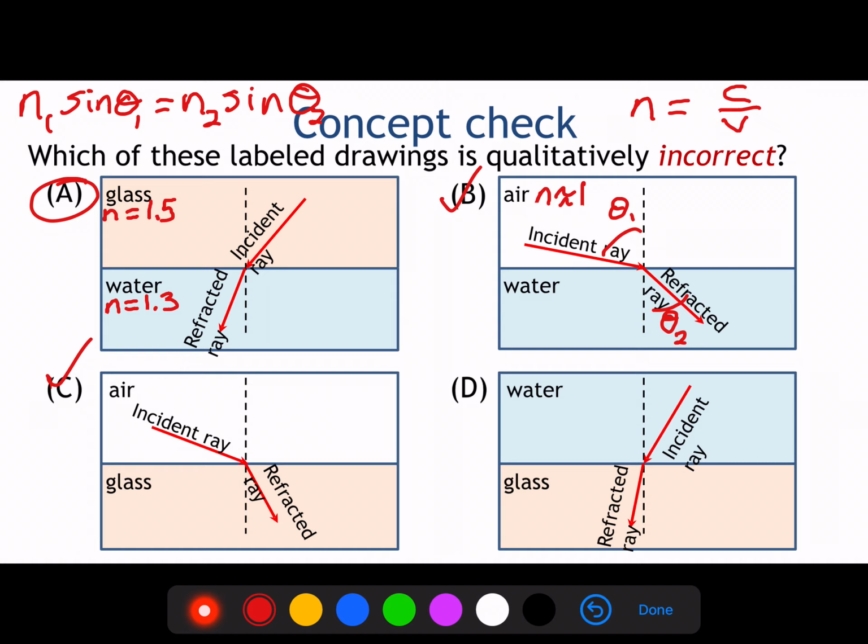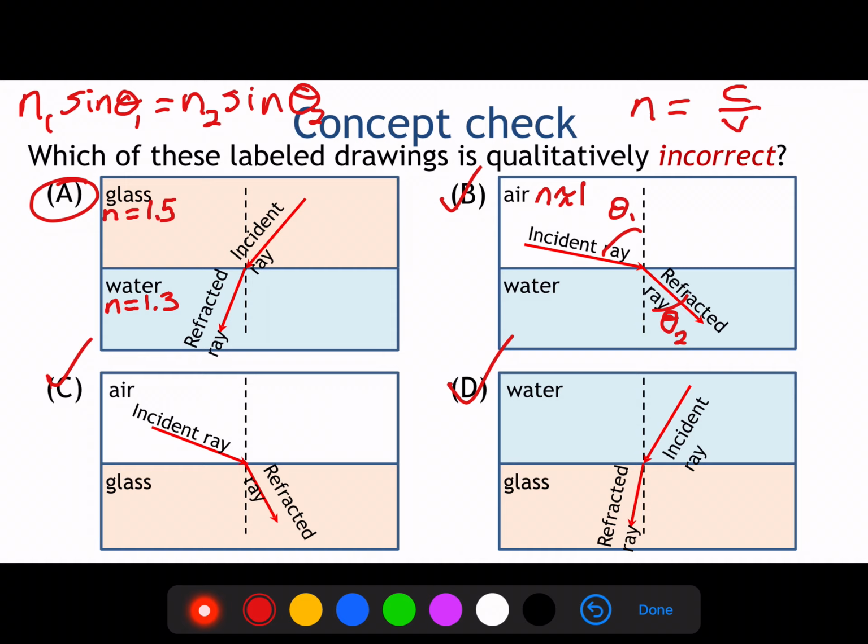And then if we're going from water, with an index of refraction of 1.3, to glass of 1.5, then we should expect to see bending towards the normal because we are going from an index of refraction that is lower to one that is higher, right? So we expect this light to have to slow down more in the glass and for the ray to be then refracted more and bend towards the normal. And indeed, that's the case. Okay, so all of these check out except for A. That would be the correct answer to this particular question.